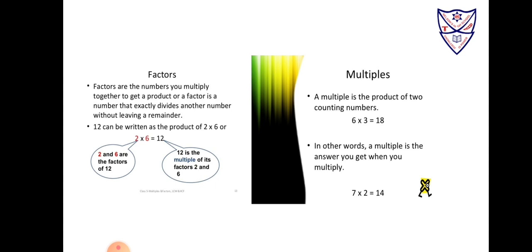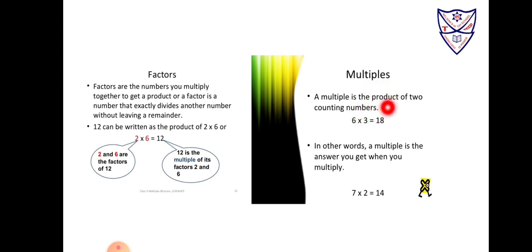If we take an example, 12 can be written as the product of 2 multiplied by 6. So 2 and 6 are the factors of 12, and 12 is a multiple of the factors 2 and 6. Means what, students? Here, what are the factors of 12? 2 and 6. It can also be 3 and 4, because 3 fours are 12. So when we divide 12 by 3 and 12 by 6, we will get remainder 0, which is known as an exact divisor.